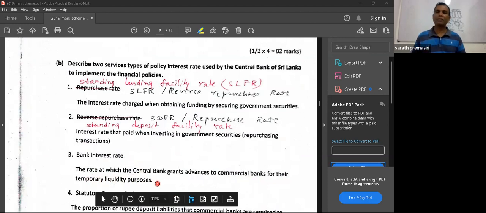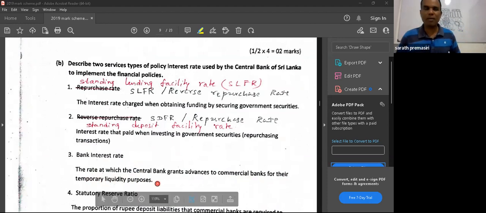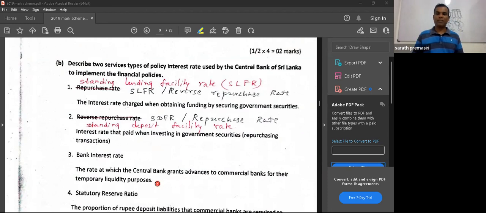You see, whenever commercial banks are facing liquidity problems, when they do not have enough money, these are called liquidity problems. If the commercial banks are not having enough money to do their business activities, that is what we call liquidity problems. In such occasions, the commercial banks are able to obtain loans or advances from the central bank.